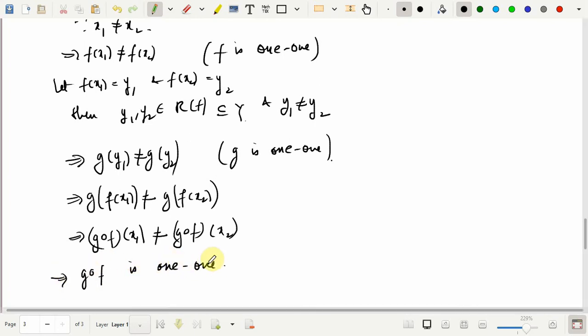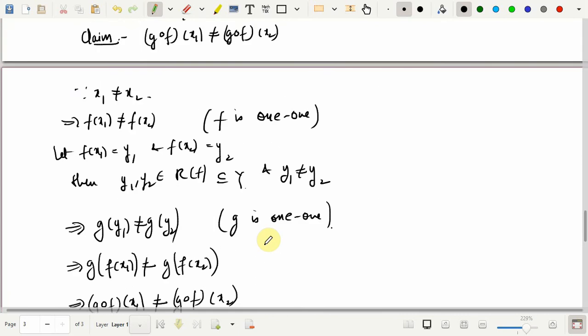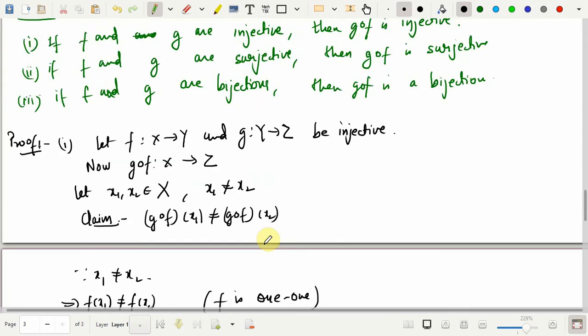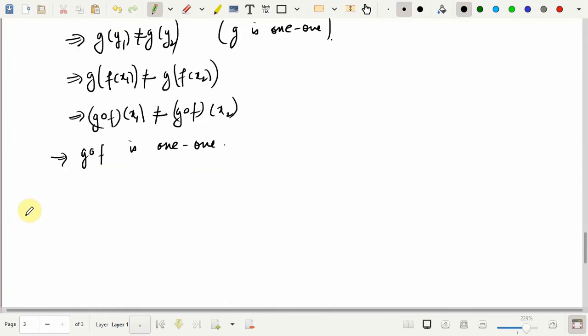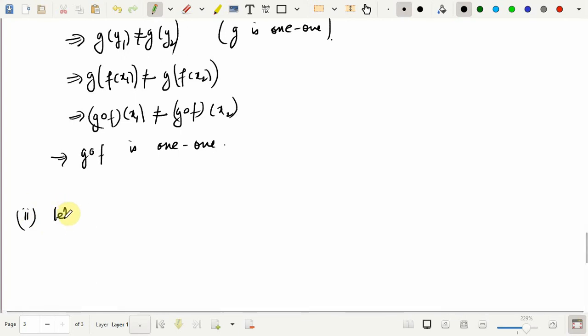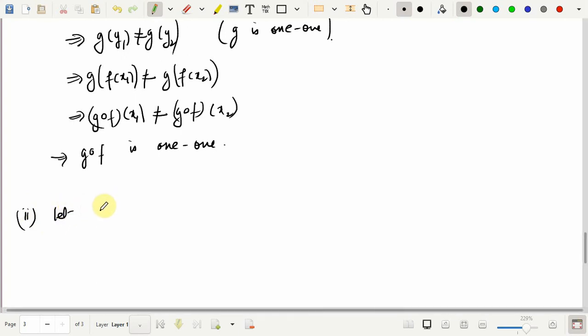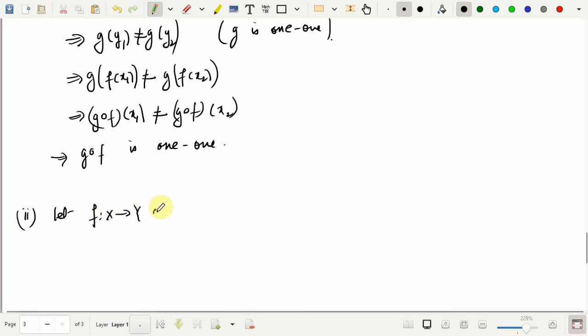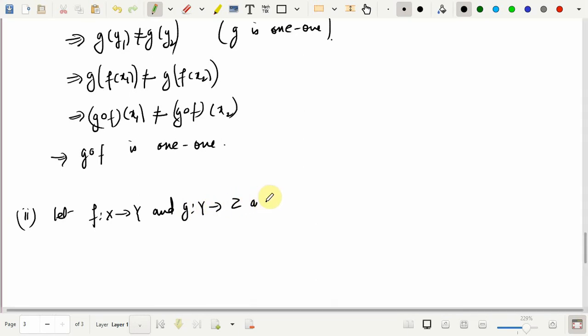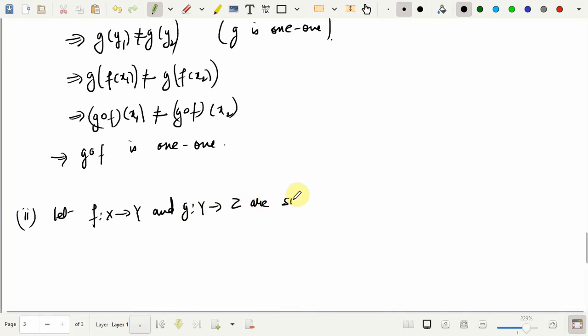Now to show that the second one is also true, we assume that f and g are both surjective, f from x to y and g from y to z. So we want to show that g composite f, which is a function from x to z, is surjective.